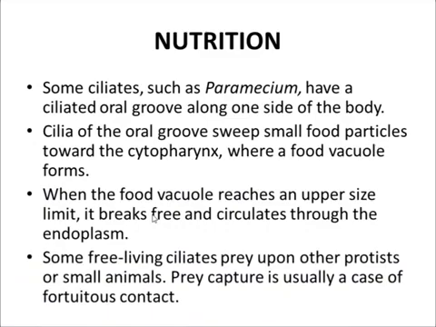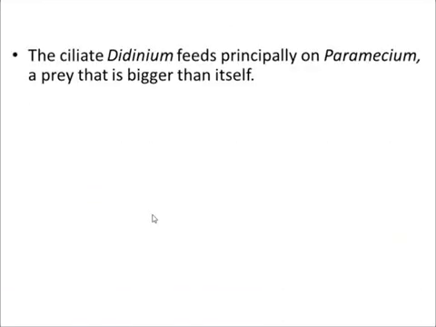Some free-living ciliates prey upon other protists or small animals. Prey capture is usually a case of fortuitous contact. The fortuitous contact is actually the accidental contact or the by-chance contact.